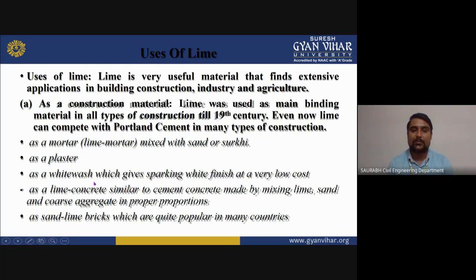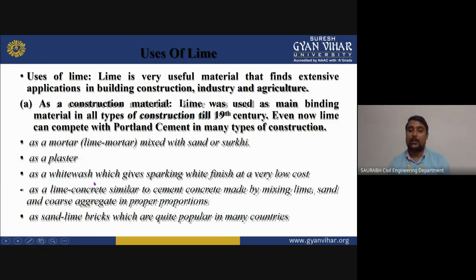Now we will see the use of lime. Lime is a very useful material and finds extensive application in the building construction industry and agriculture. As a construction material, lime was used as the main binding material in all types of construction till the 19th century. As I told you earlier, we are talking about the use of lime in the old days. Even now, lime can compete with Portland cement in many types of construction.